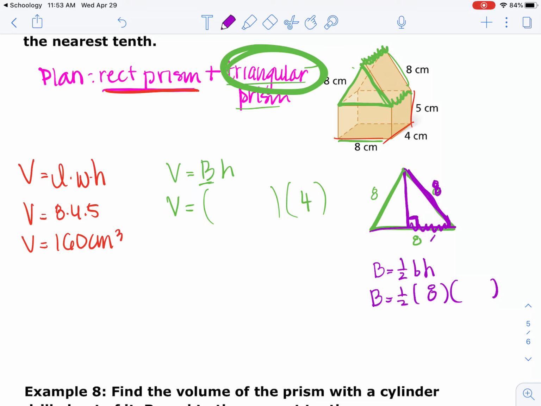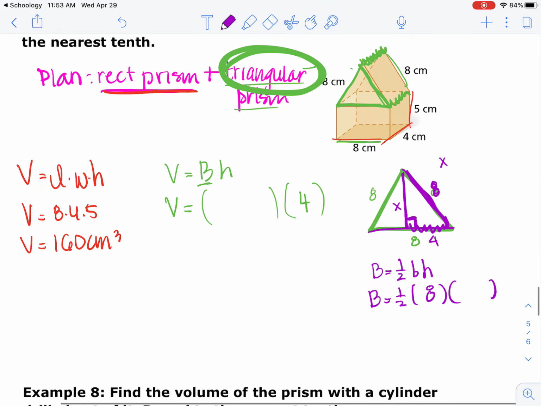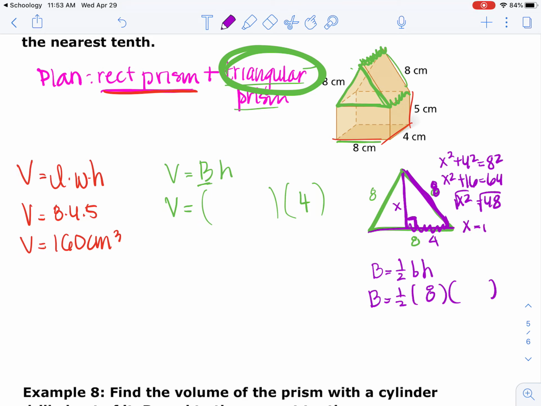How much is this? 4. And I'm looking for the height, Pythagorean theorem. X squared plus 4 squared equals 8 squared. X squared plus 16 equals 64. X squared equals 48. Square root, don't have to do plus or minus. And I'm going to leave it as square root of 48. I'm not going to put a decimal there because I'm getting a decimal too soon if I do that.